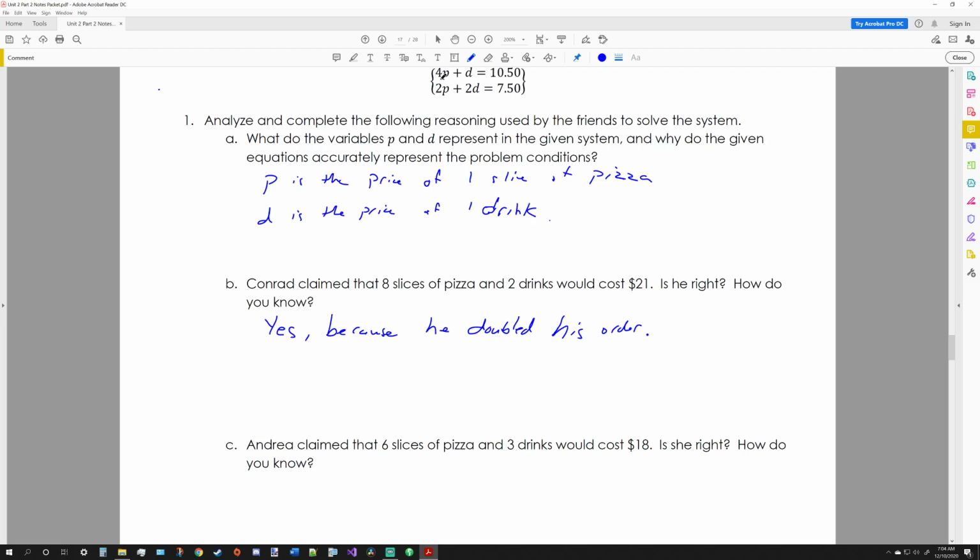And Conrad had 4 slices and 1 drink and spent $10.50. So if we think about the amount of food that they bring back to the table, let's say, how much total food do they bring back to the table? Well, Conrad's bringing 4 slices and Andrea's bringing 2 slices. So that would be 6 slices of pizza. And Conrad's got 1 drink and she's got 2 drinks, and so that's the 3 drinks. And he spent $10.50, she spent $7.50, and that's a total of $18. So is she correct? Well, yes.